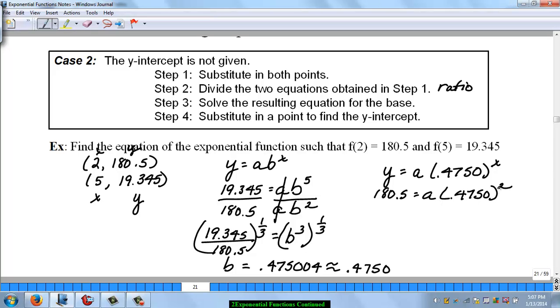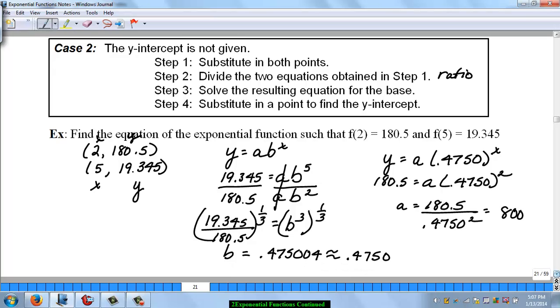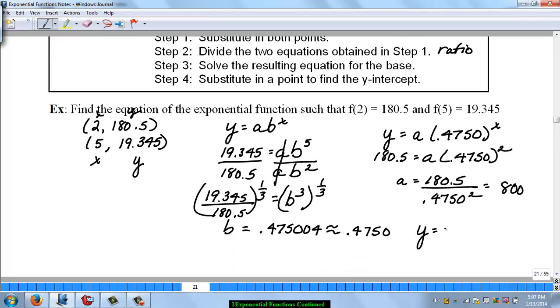This is hooked by multiplication. So can I divide both things by this? So when I take a, it's 180.5 divided by 0.4750 squared. And when I do that, I get 800. So now I know my formula is y equals 800 times 0.4750 to the x. And that should make sense because it should be higher because it's decaying down. So now you've seen one of each way.